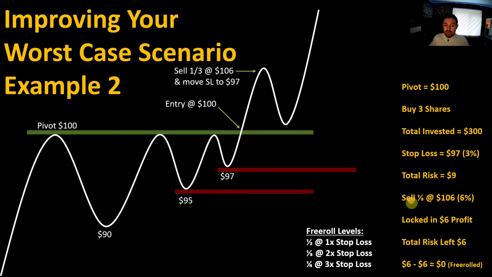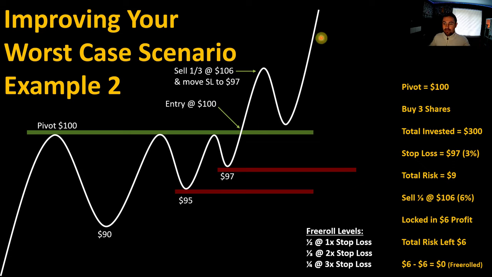So that means I could sell 1/3 at 106, which would be 6%. So I could lock in $6 profit. So my total risk on the trade left would be $6. Why? Because I have 2 shares with a stop loss at $97, so there's $3 risk per share associated with that. So I've locked in $6 profit, and then there is $6 risk left on the trade, so I free rolled the trade. I'll probably do a really detailed video on the different permutations, explaining mitigation maths. But then what you're looking for is natural reaction, tennis ball action, higher highs and higher lows.